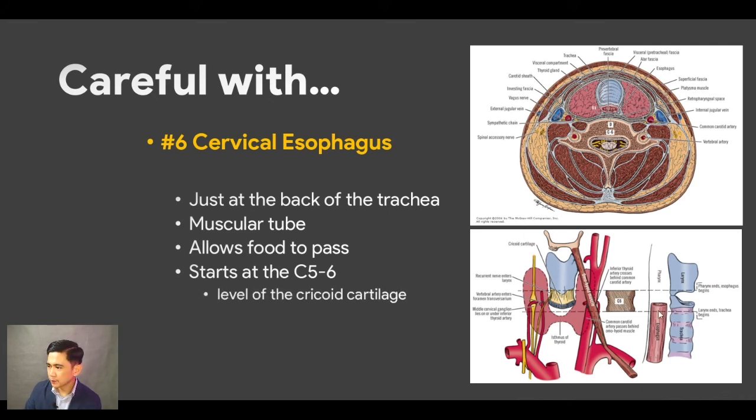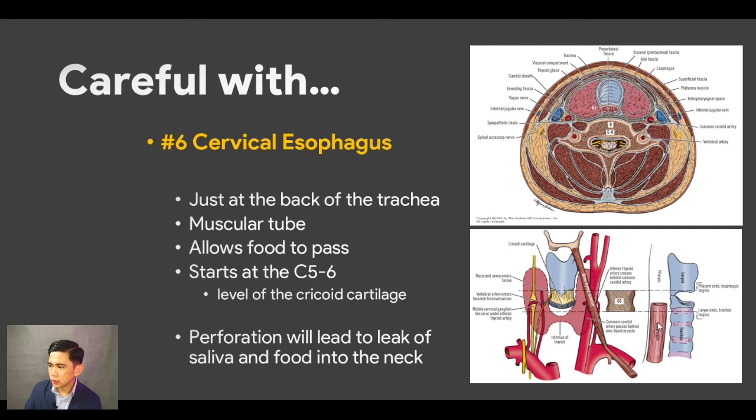At the level of the cricoid cartilage, again, thyroid cartilage, cricoid cartilage, and the tracheal cartilage. When you cut this one, or you have damage to it while removing the thyroid, for example, you cut it over here, food will leak out into the neck when you eat, or saliva will leak out, and it will cause deep neck infection. So we have to be very careful of the area surrounding the thyroid.